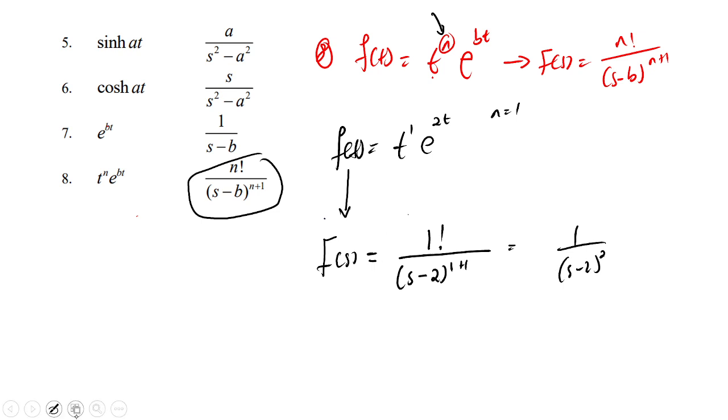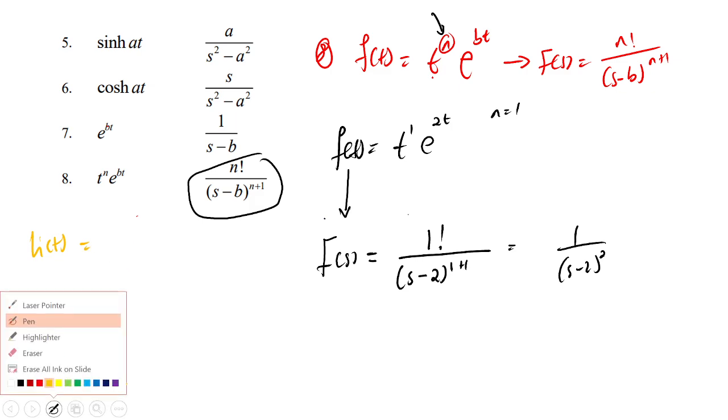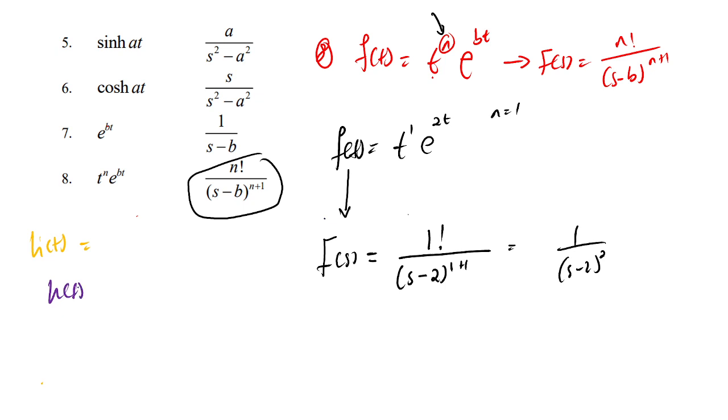Simple like that. Well, let's do another last example based on the last rule. Let's say maybe you have h of t, which is equal to, okay, this color is not visible, h of t, which is equal to t squared e to the exponent negative 3t, ne? The Laplace of h of t will be what?